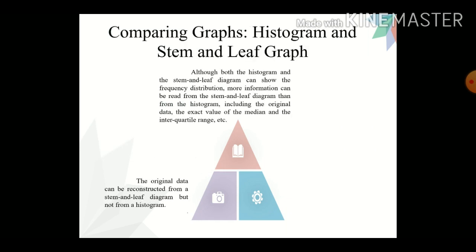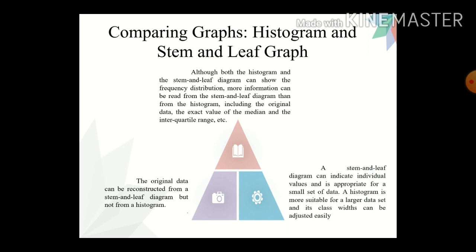Comparing histogram and stem and leaf graph. The original data can be reconstructed from a stem and leaf diagram but not from a histogram. Although both the histogram and the stem and leaf diagram can show the frequency distribution, more information can be read from the stem and leaf diagram than from the histogram, including the original data, the exact value of the median, and the interquartile range, etc.